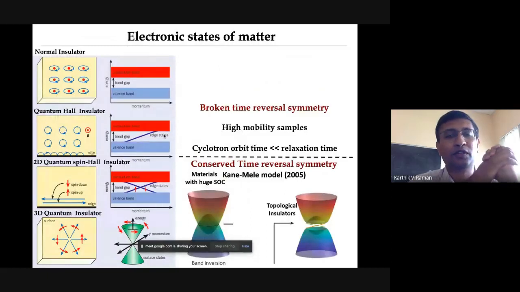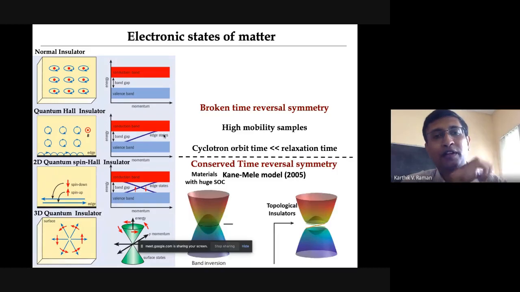So just to give you a little flavor of why these things really happen, these are primarily driven by the concept of electronic states of matter. If I take a normal insulator, we all know that electrons don't really propagate. You could assume you have the nucleus of your atom and the electrons revolve around the nucleus and are confined. And such insulators can be defined electronically in terms of a band gap. So you have a valence band, a conduction band, a large band gap, and these insulators don't contribute.